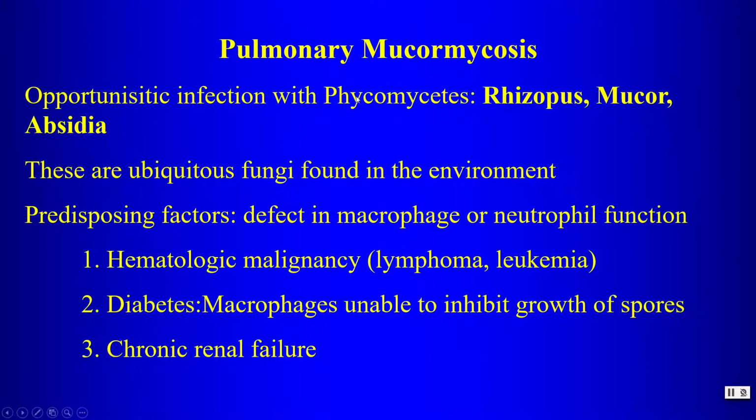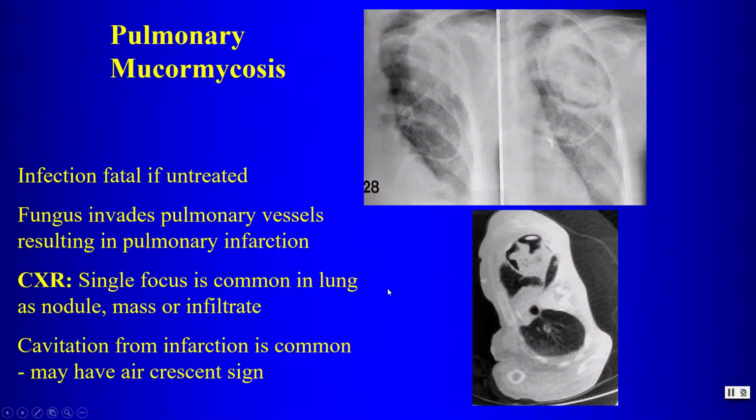Now, mucormycosis, this is the bread molds. So these give you opportunistic infection, and these are ubiquitous fungi found in the environment. And usually it affects patients who have defects in macrophage or neutrophil function, so immunosuppressed patients, patients with hematologic malignancies. This can also affect diabetic patients and patients with chronic renal failure.